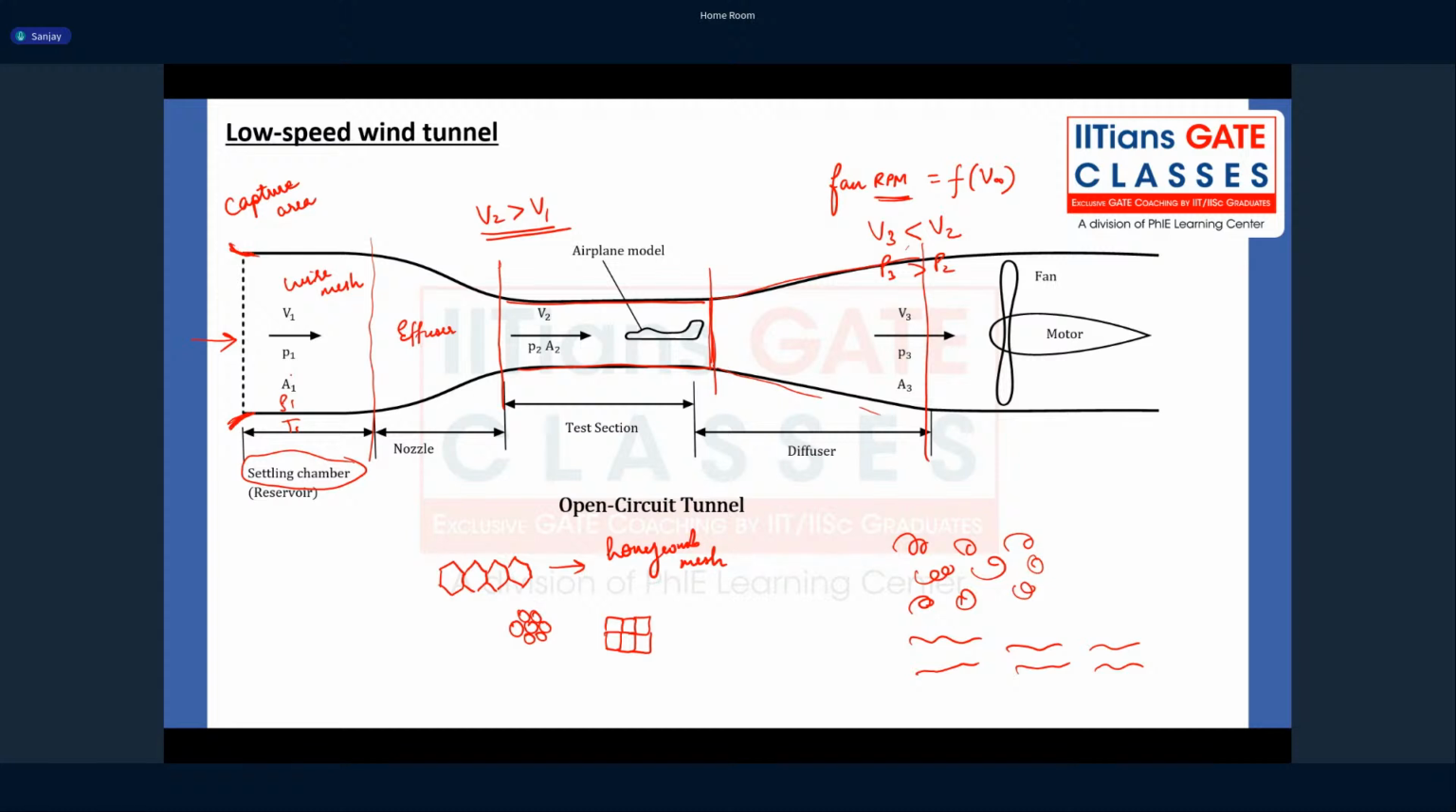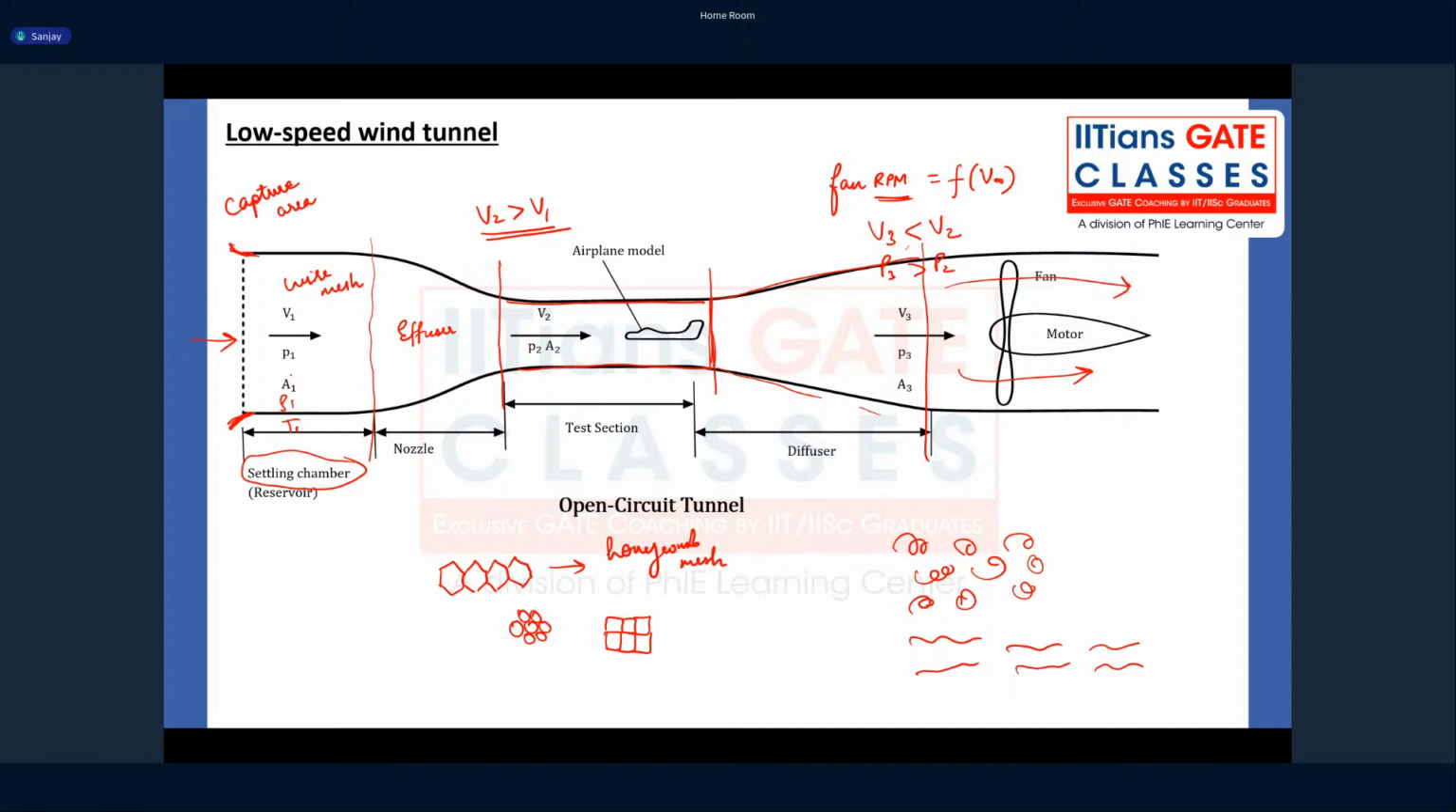You will use that in the test section to test your model. You will again decelerate the flow back to its original velocity or even lower, and you will dump it to the atmosphere. Because you are dumping it to the atmosphere, the circuit is always open.